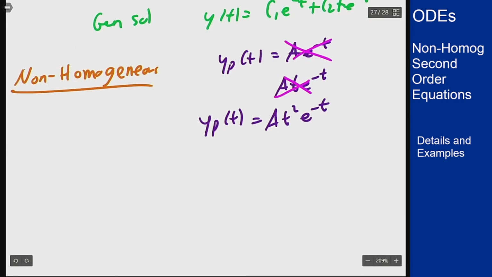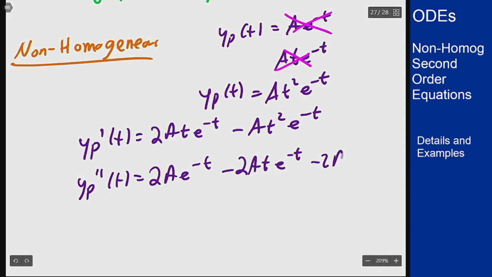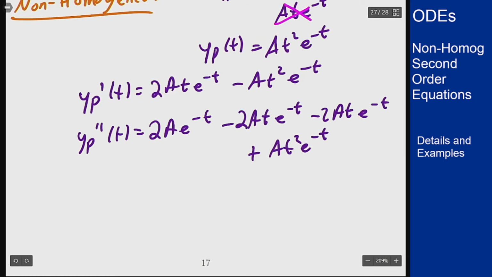So for this, the first derivative is going to be 2at e to the minus t, minus at squared e to the minus t. And the second derivative is going to be 2a e to the minus t, minus 2at e to the minus t, minus 2at e to the minus t. The second one is when the derivative hits the t squared here. The first one hits the e to the minus t here. And then plus at squared e to the minus t. These two combine to give me a 4at e to the minus t. And I can plug that in.